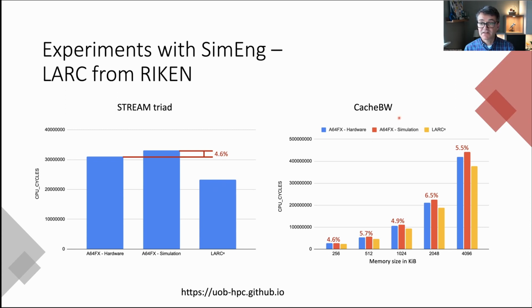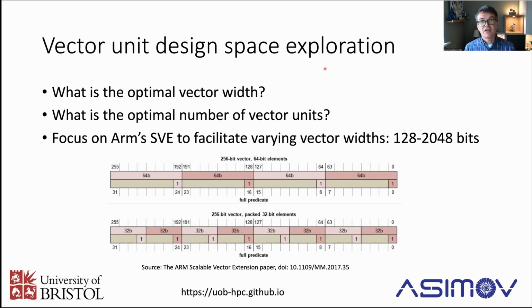On the right-hand side, this is running a cache bandwidth benchmark. This is benchmarking all the different levels of the memory hierarchy to see what bandwidth it has, using the A64FX hardware, the SimEng model of A64FX, and then the SimEng model of Lark, and actually modeling the different performance there. So we have a Lark model in SimEng already. That's something we're hoping to do a lot with Recon next year. Watch this space.